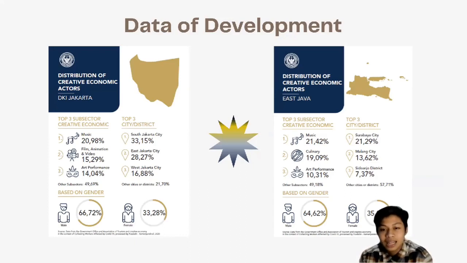For the East Java, it's slightly the same like Jakarta. The top three subsector, the first is music, the second is culinary, and the third is art performance. And for the top three city distribution, the first is Surabaya, then Malang, and followed by Sidoarjo. And based on the gender, the male is 64.62%, and for the female is 35.38%.